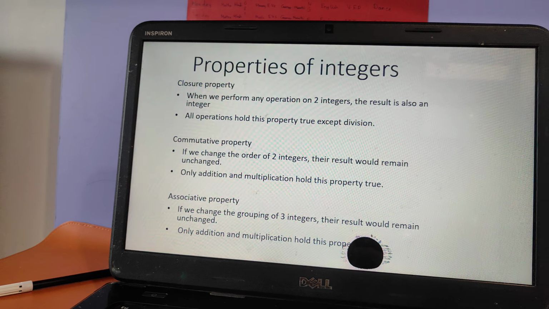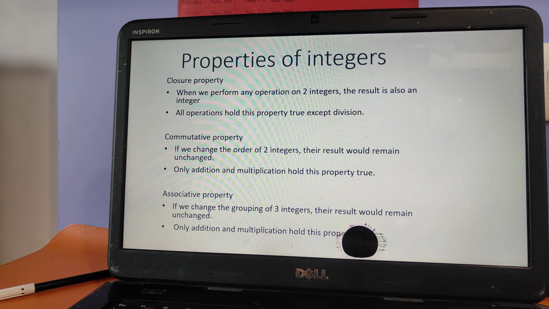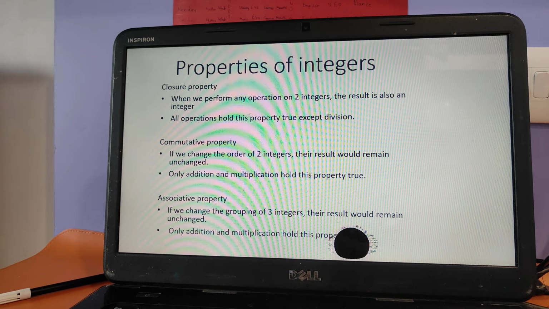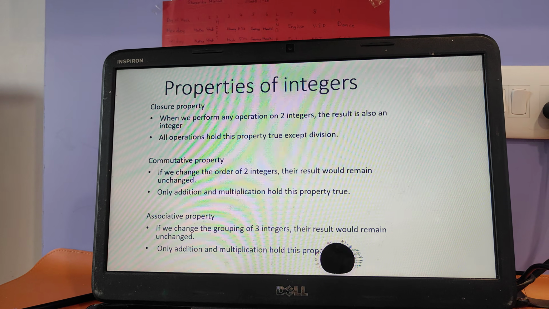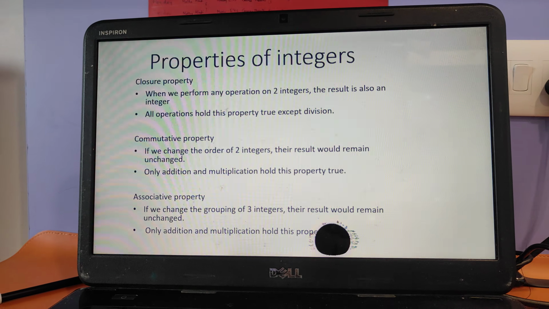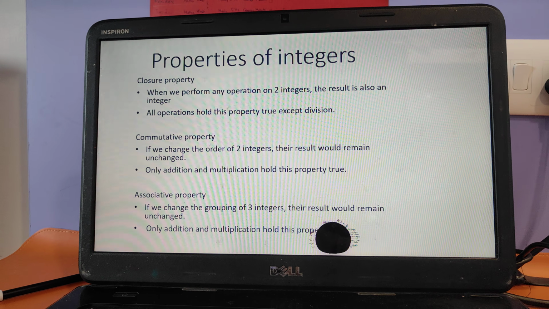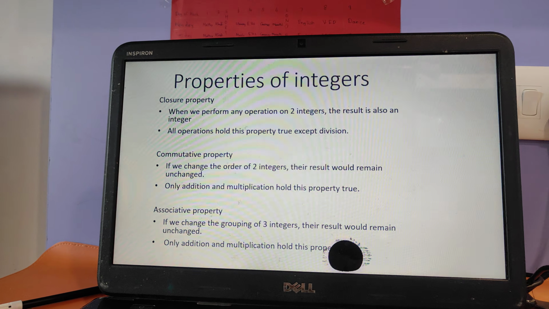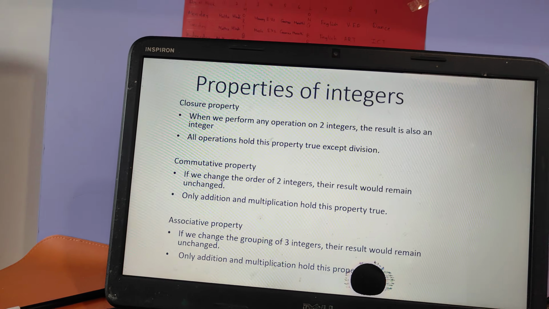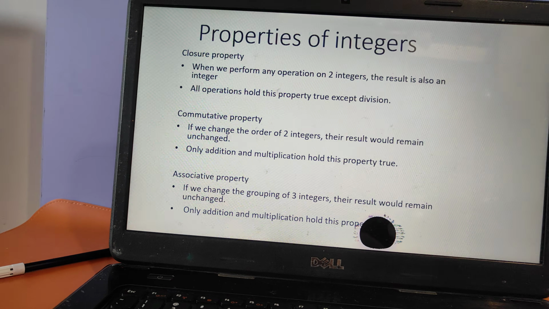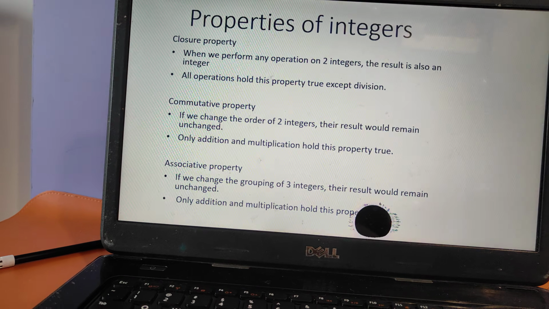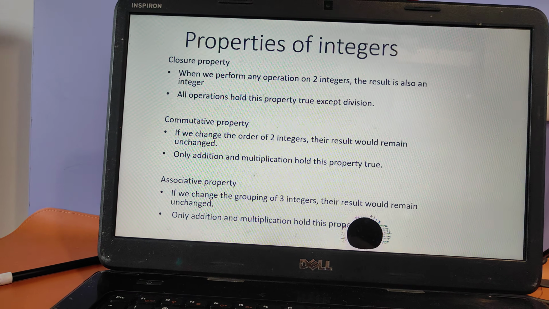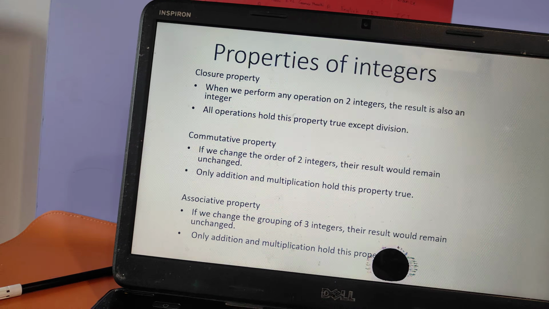Associative property is almost the same as commutative, but is a bit different. Why? Because if you change the grouping of three integers, their result would remain unchanged. Yes, for commutative you require two integers, but for associative you require three integers. Yes, you can change their grouping. 2 plus 3 plus 5: 2 plus 3 is 5, 5 plus 5 is 10, or 3 plus 5 is 8, 2 plus 8 is 10. In both cases you are getting 10 only.